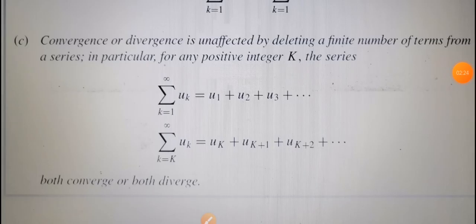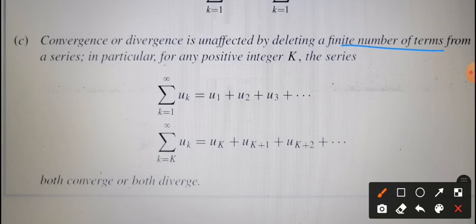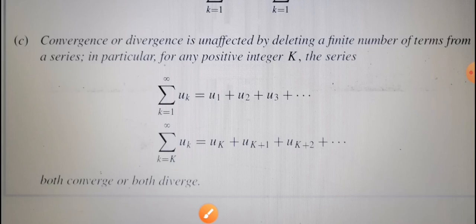The next property states that the convergence or divergence is unaffected by deleting a finite number of terms from a series. For example, if we start the series from k equal to 1, or we start the series with k equal to capital K, or k equal to n, or some other number, both series will represent the same behavior, that either both will converge or both will diverge.